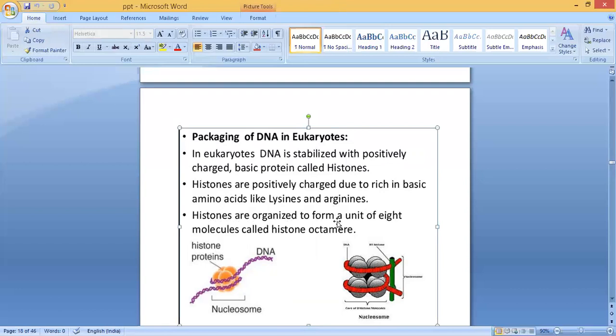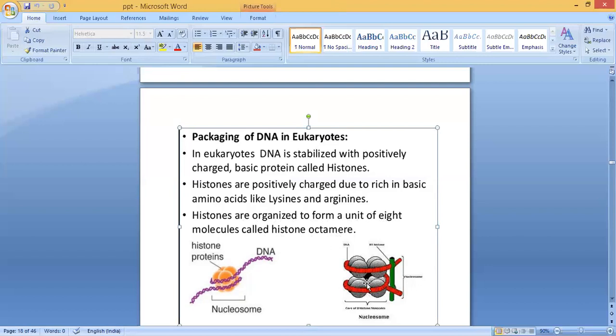Histones are organized to form a unit of 8 molecules called histone octamer. You can see here 1, 2, 3, 4, 5, 6, 7, 8 molecules arranged together. These are the H1 histone. So these are always 8 molecules combined together. They are called histone octamer. Octa means 8. So histones are organized to form a unit of 8 molecules called histone octamer.